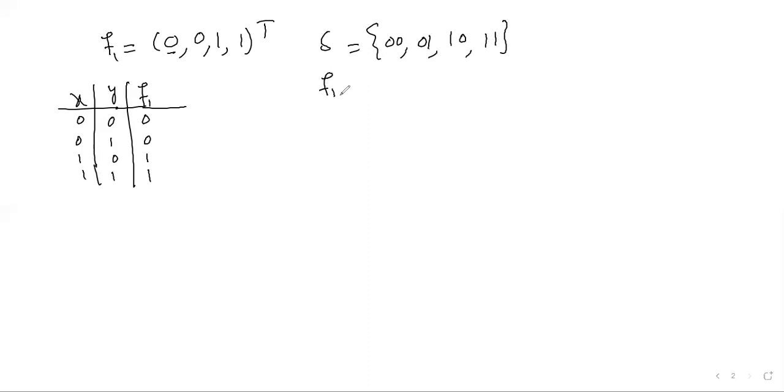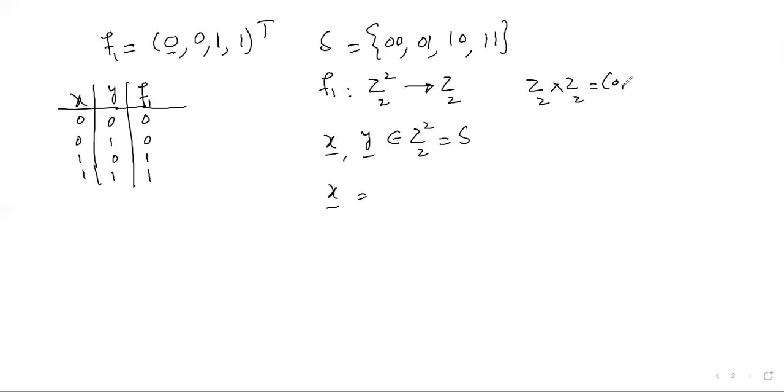So my function F1 is from Z2 to Z2. In Z2 squared, we have four elements. So I take X and Y from Z2 squared, or S, I call it S. So I take any element from Z2 squared, that is, 2 cross 2, the cross product of 0, 1 with 0, 1. In that case, if you take this, then you will get 00, 01, 10, and then 11.